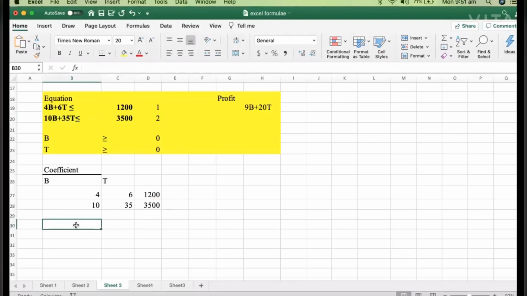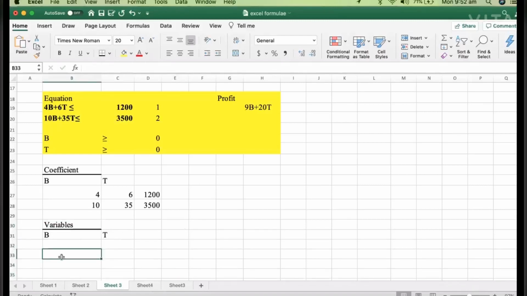And after that, we have to set our variables. Variables means the value that will change in the equation, or the value that we have to find out. So here B and T are the values that we have to find out. So that is the next thing.